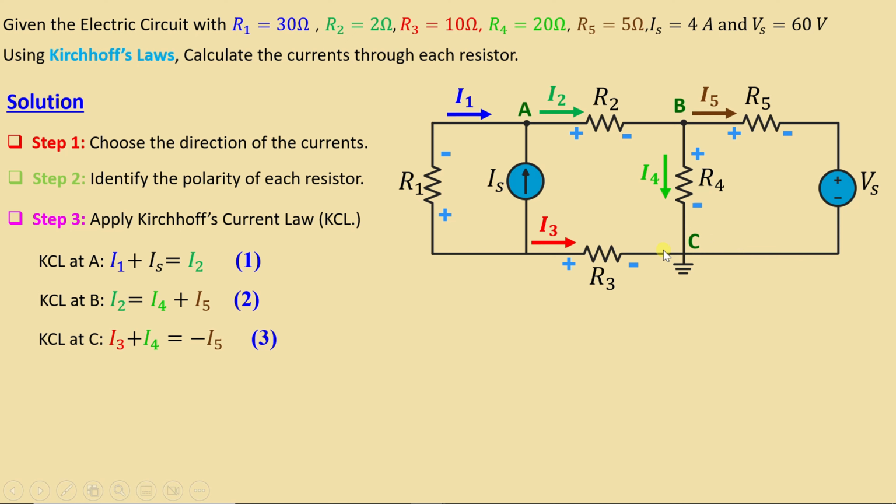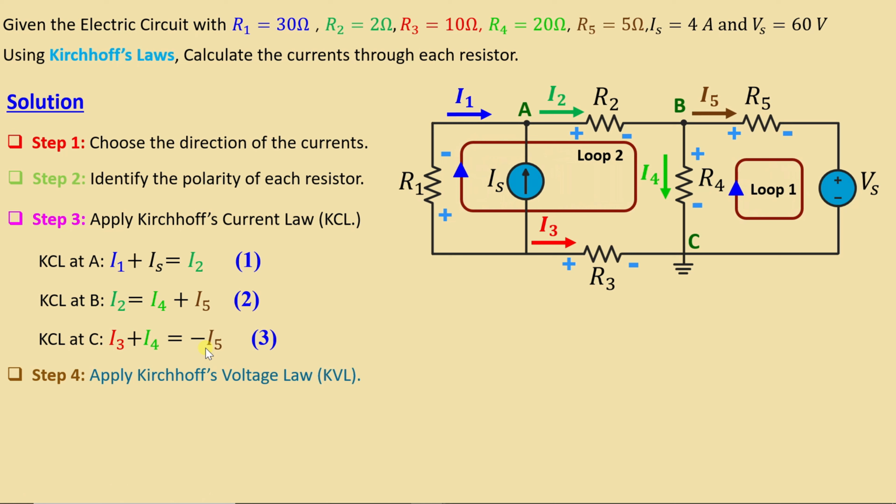We go now to node C. We see that I3 is entering the node and I4 is entering the node, and this current is negative I5 leaving the node. Then we can write KCL at C: I3 plus I4 is equal to negative I5. After we finish step number 3, we go to apply Kirchhoff's voltage law, KVL.